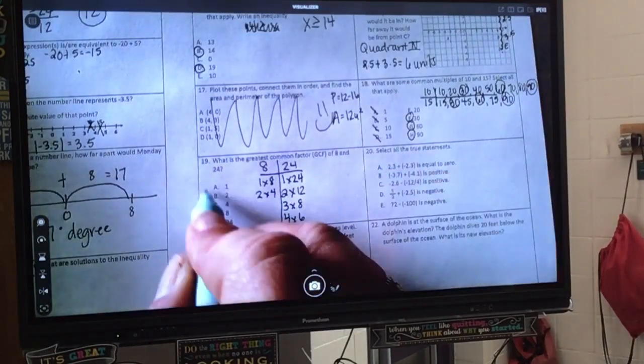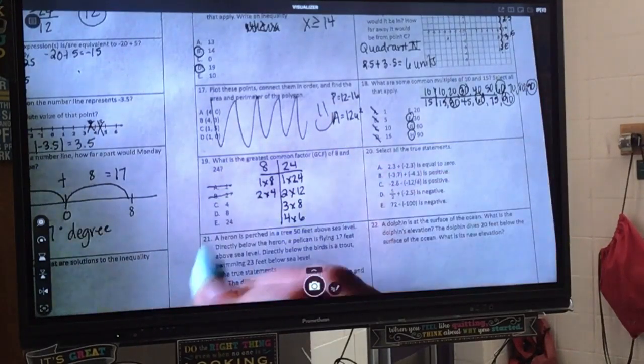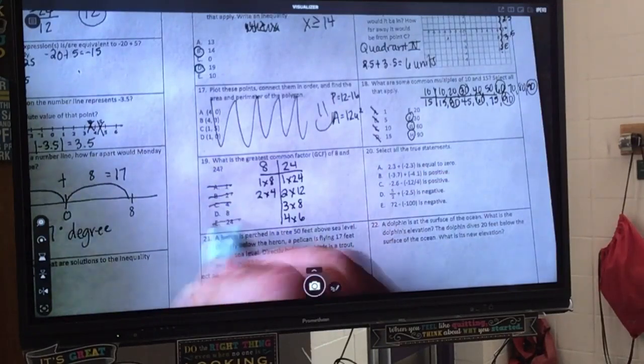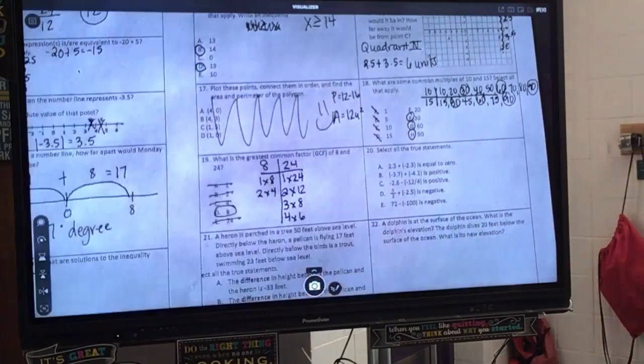Okay, so we can get rid of 1, we can get rid of 2, we can get rid of 4, we can get rid of 24. So our answer is 8. All right, number 20 says select all that are true.